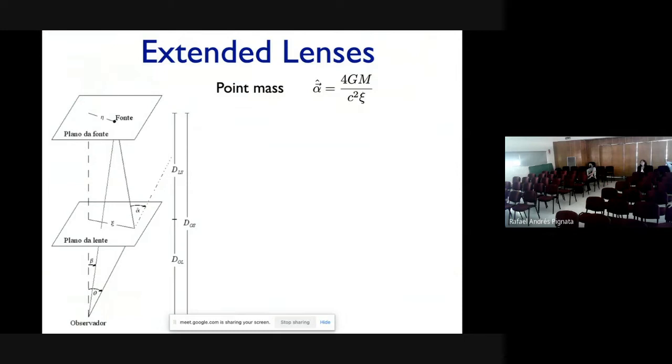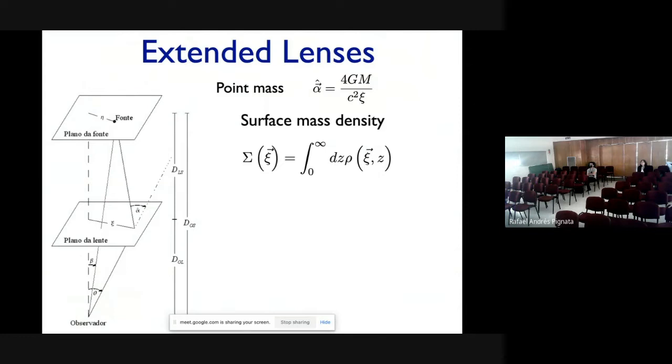And now if we have an extended mass distribution, like this rho of psi and z, where psi is a coordinate in the lens plane, and z is in the line of sight direction. So that rho is a 3D mass distribution. We can compute the projected mass distribution, thinking that all the mass is projected along the lens plane, so we have a 2D mass distribution, sigma of psi. And we can think of infinitesimal elements of density, delta sigma, at a position, let's say, psi prime. So we have a mass element at position psi prime. And the mass in this element is just the surface density times the area, so it's sigma of psi prime times d squared psi prime. So that's a mass element.